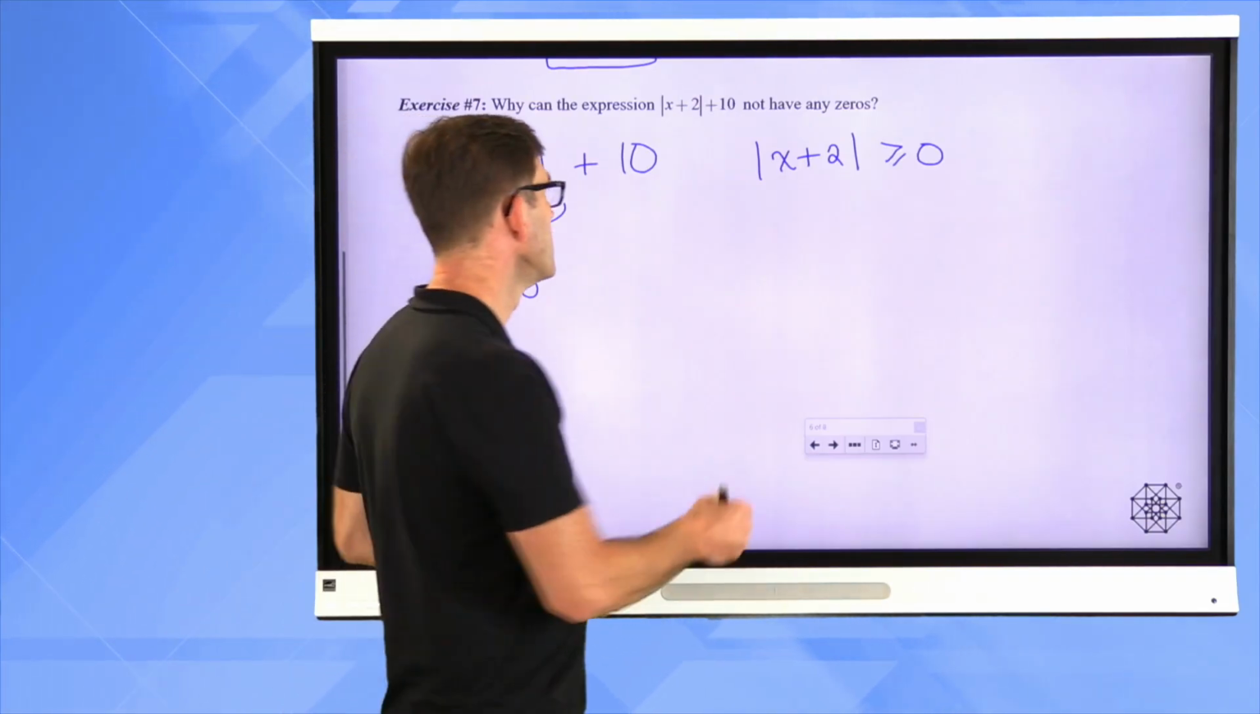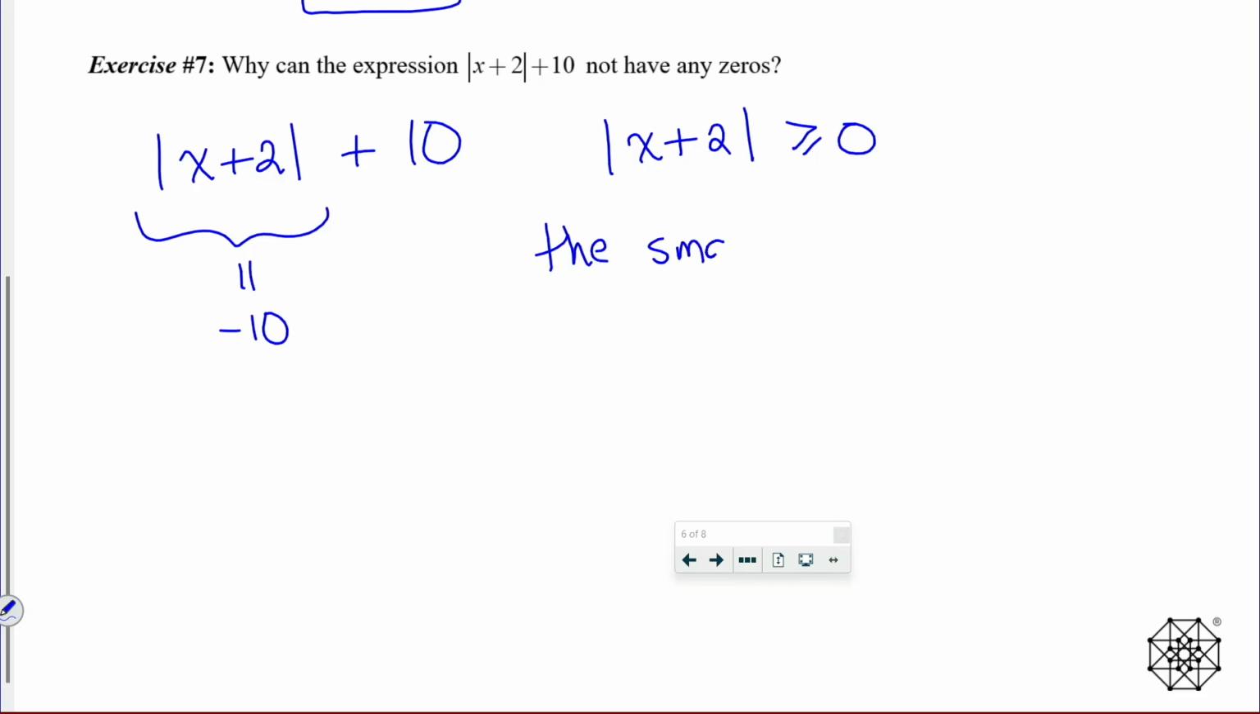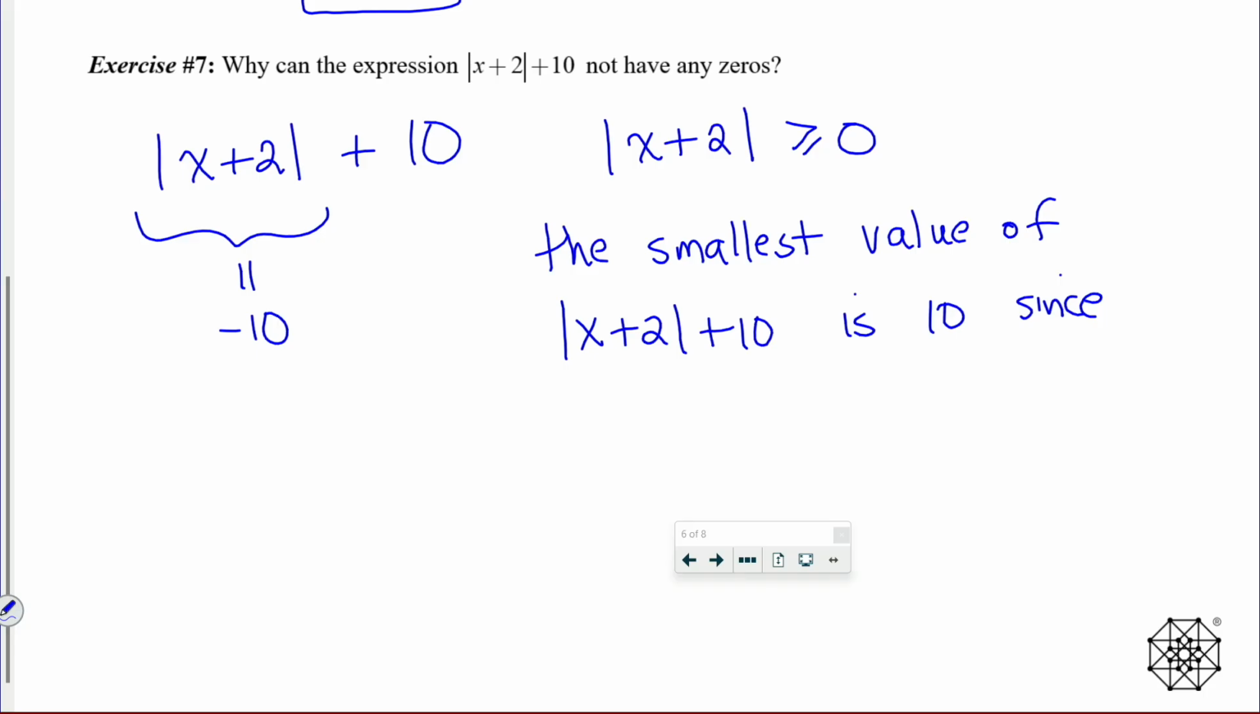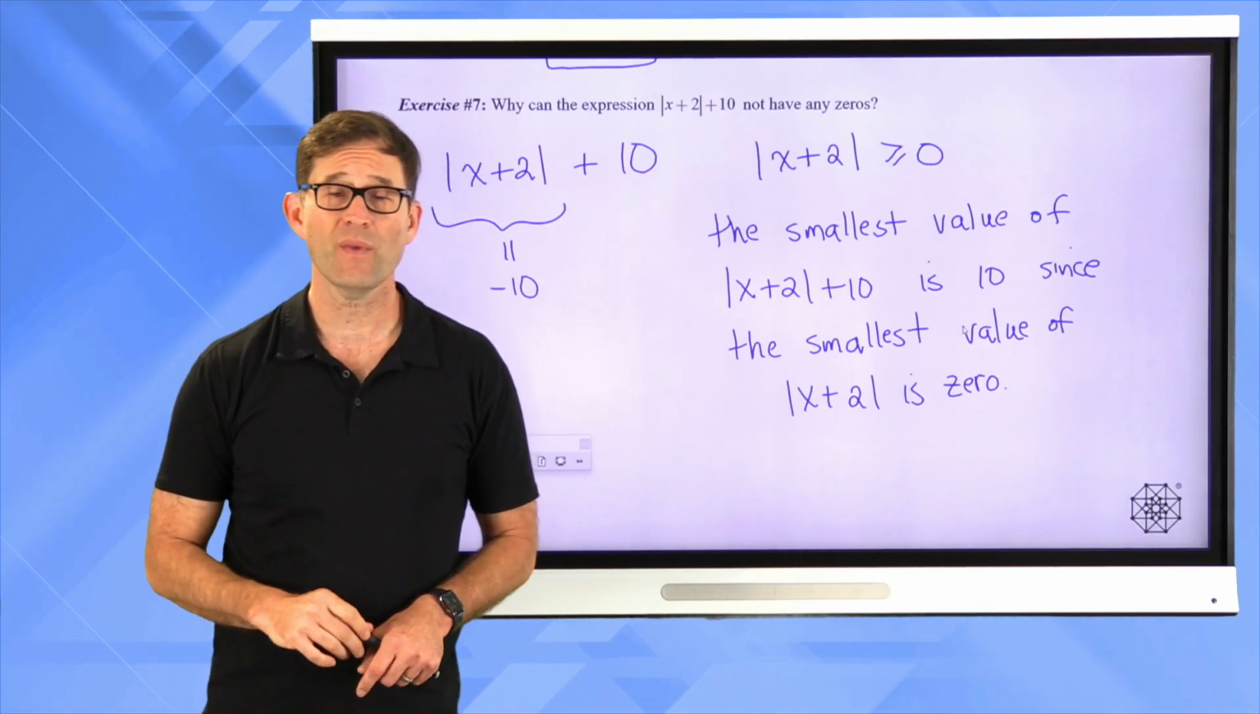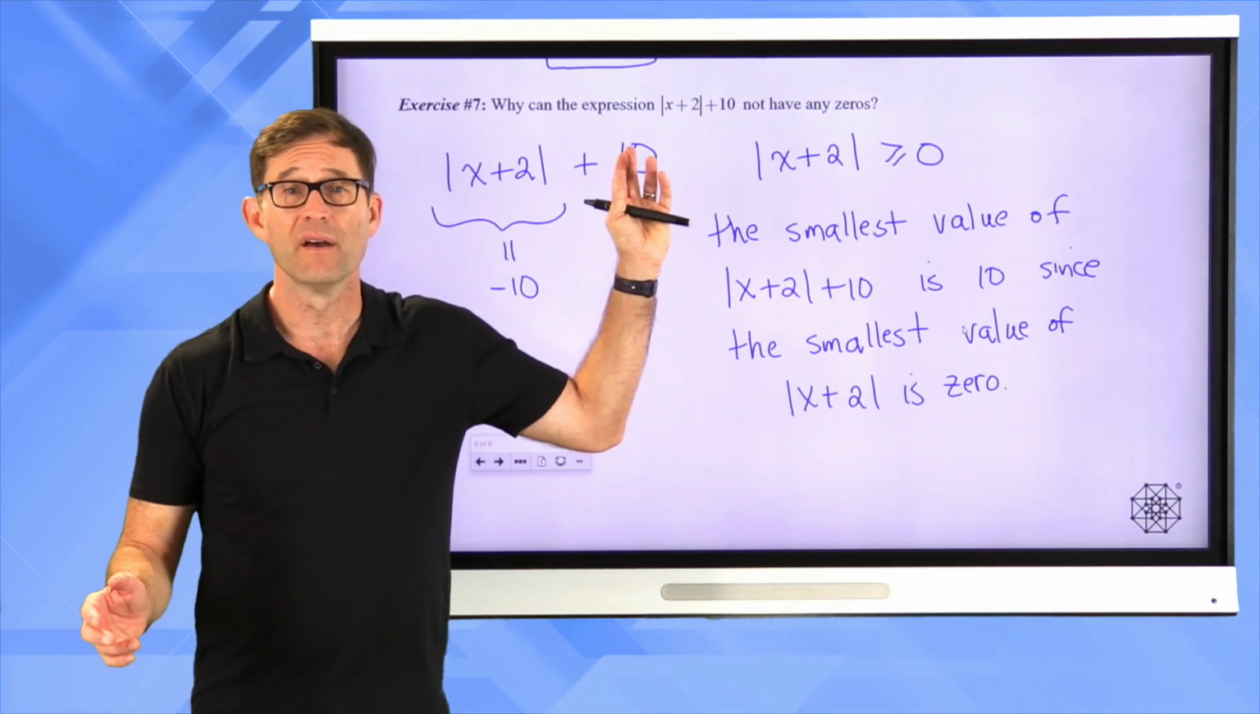So the smallest value of this expression is 10, since the smallest value of the absolute value of x plus 2 is 0. So there's no way to have a 0. There's no way to even have the number 7 come out of this expression.